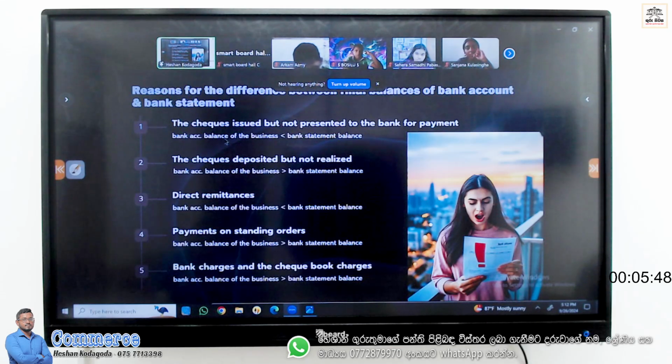The second one, the checks deposited but not realized. This affects the bank account balance of the business and it is increased. Third one, direct remittances. It affects the bank statement balance and it is increased. Fourth one, the payments on standing orders, which increases the bank account balance of the business. And bank charges also affect the bank account balance of the business and it is increased.